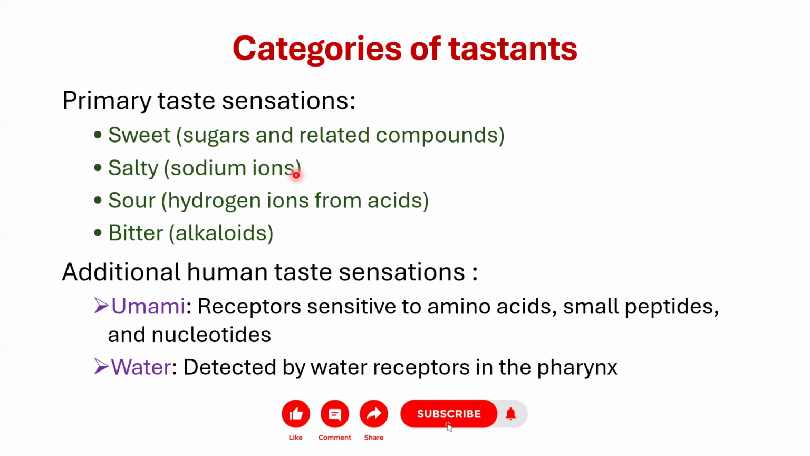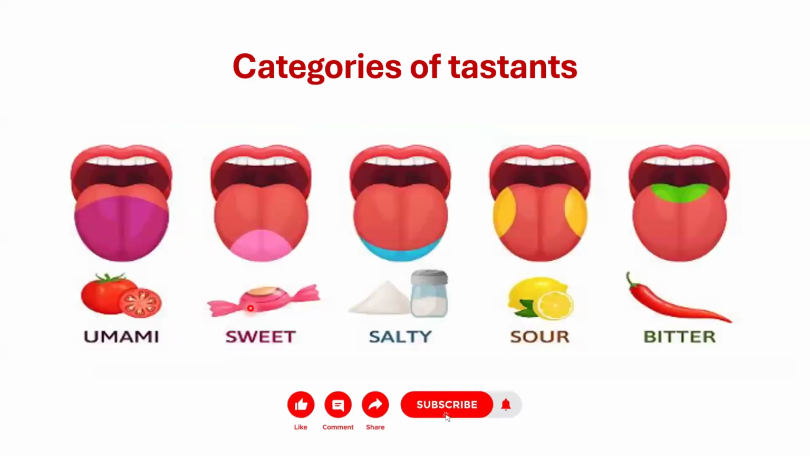So sweet, salty, sour, bitter, umami, and water are some of the taste sensations, but 4 of them are primary. Then you have additional ones. The primary ones are sweet, salty, sour, and bitter. Then the additional ones are umami and water sensations. So these are the various categories of taste buds, and at which point of the tongue they are perceived.